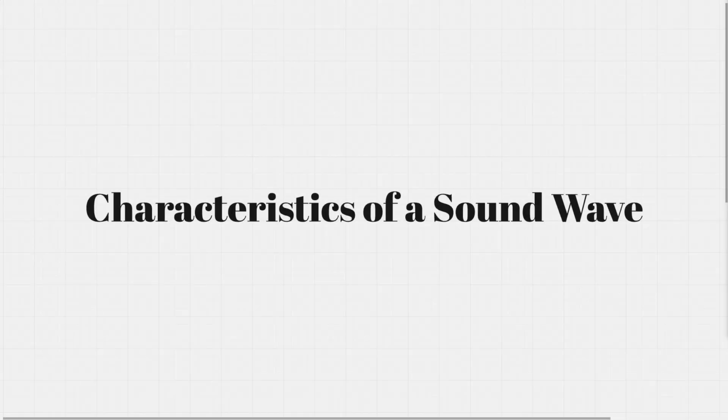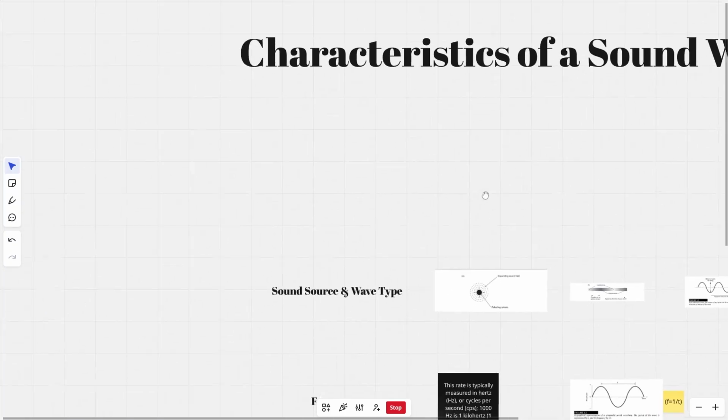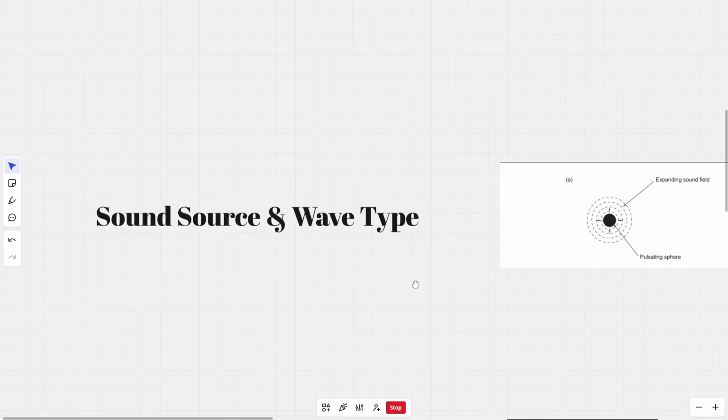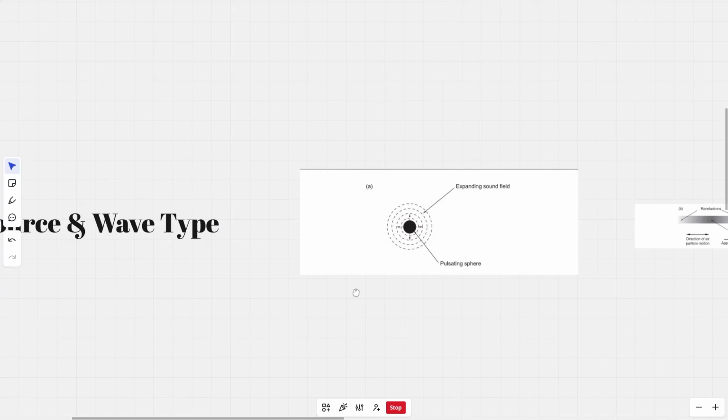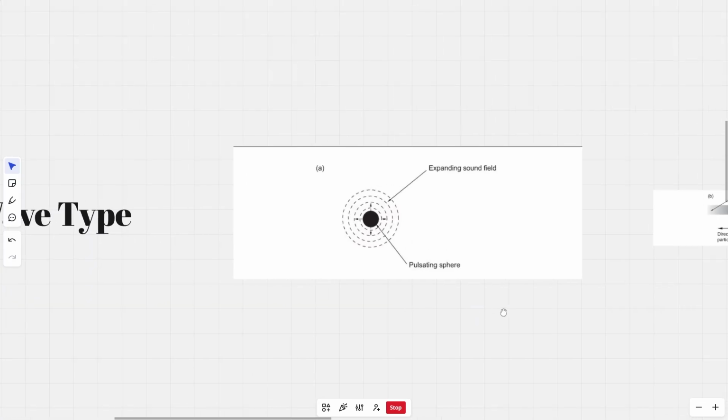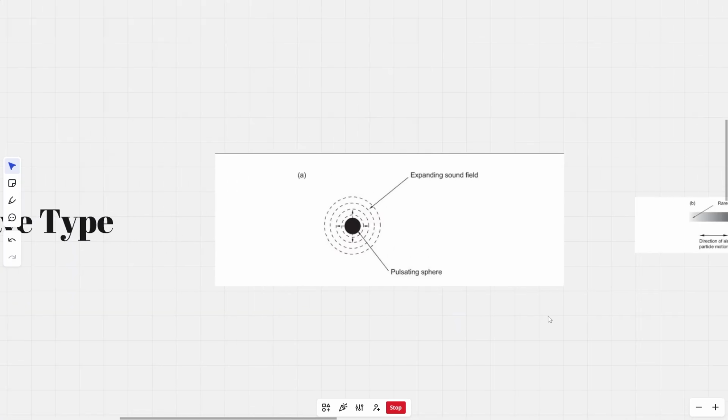Alright, today we are going to be looking at the fundamental characteristics of a sound wave. For those who didn't watch my video on what is a vibrating source, I will go over briefly what that is right now. Sound is produced when an object known as the source vibrates and causes the air around it to move. Imagine a simple vibrating source like a pulsating sphere.